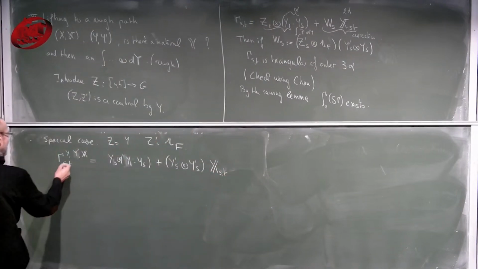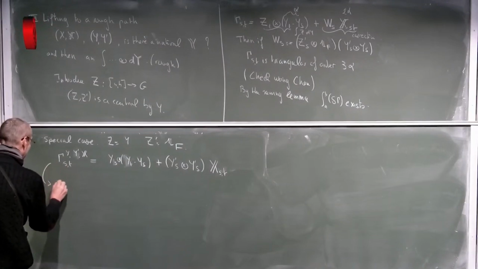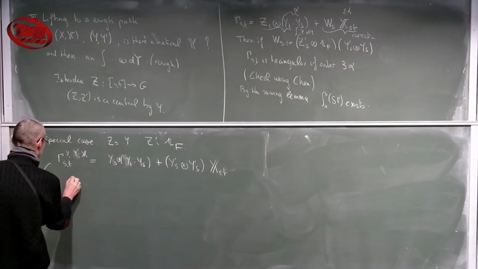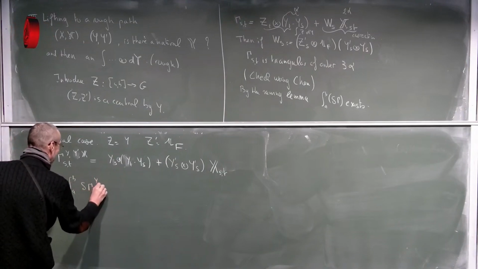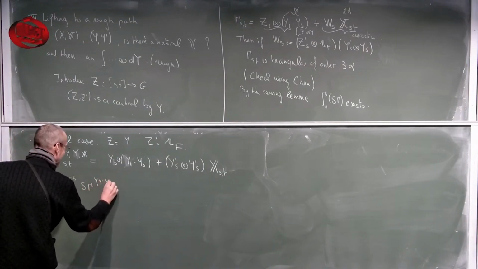And then with this I apply the lemma, and so what I get is the integral from a to b of delta gamma, Y, Y prime, X.